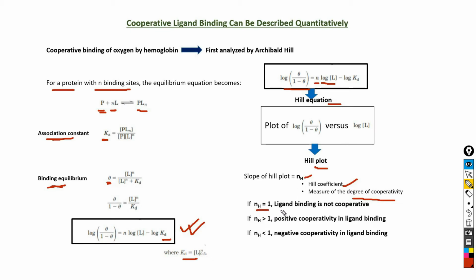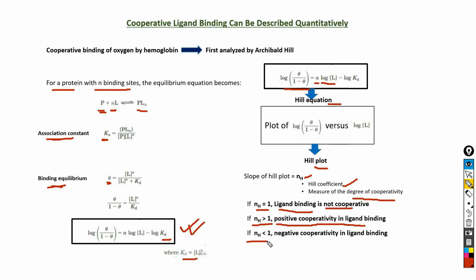If nH is equal to 1, the ligand binding is not cooperative, and this case is observed in single subunit proteins. Moreover, it is also observed in a multi-subunit protein if the subunits do not communicate with each other. If nH is greater than 1, it indicates positive cooperativity in ligand binding, meaning binding of one molecule of ligand facilitates the binding of others. This situation is observed in hemoglobin, in which the binding of one molecule of oxygen facilitates the binding of the remaining molecules of oxygen.